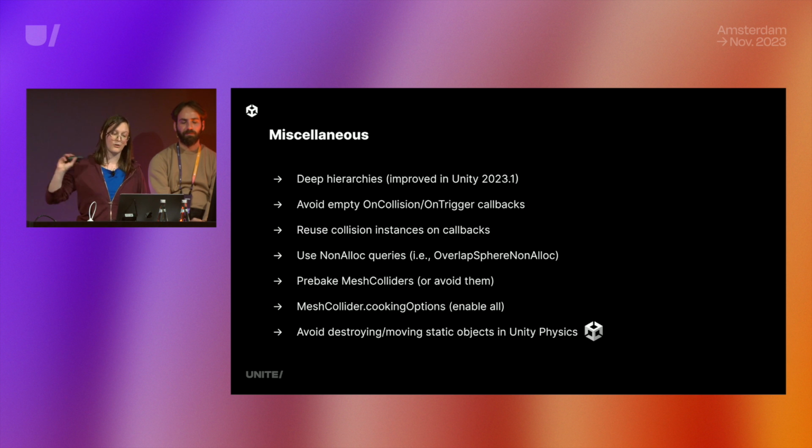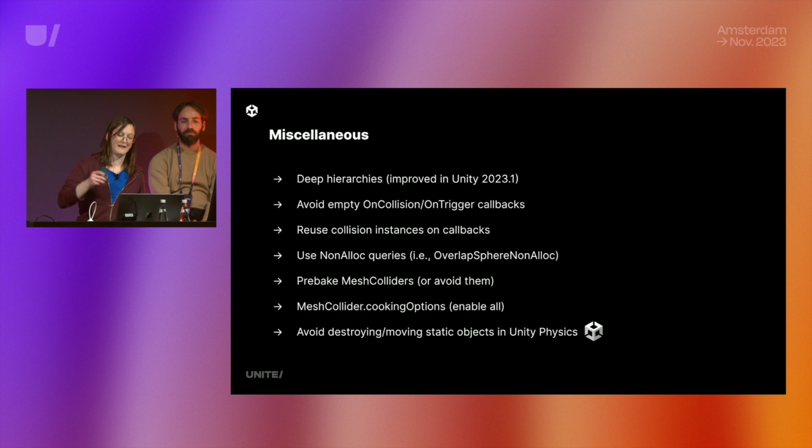Reuse collision instances on callback, since when OnCollision callbacks are being called, each call will generate a collision instance unless Reuse Collision Callbacks under the Physics settings is turned on. This allows us to reuse the same instance across each callback. If you don't do that, the collision instance will be allocated on the heap, causing garbage collection. So, easy fix. Right. This is also an easy one. Use the non-allocating versions of the physics APIs, such as Physics.RaycastNonAlloc, or all the other NonAllocs, just to avoid allocating managed memory unnecessarily.